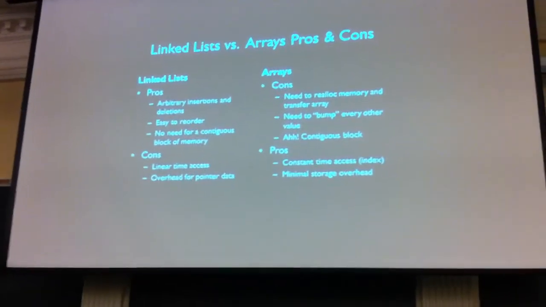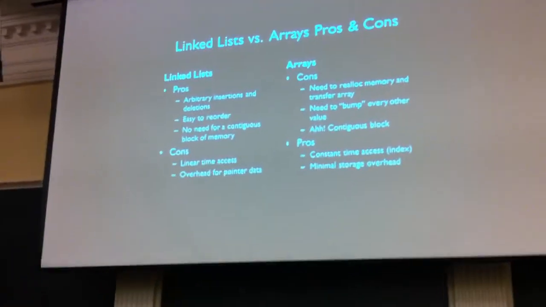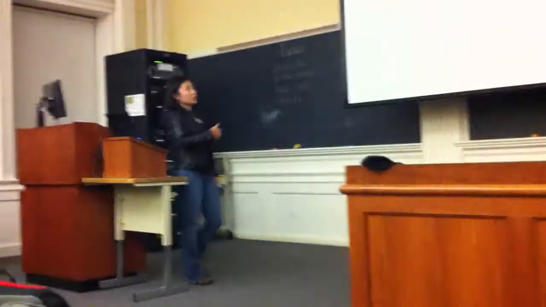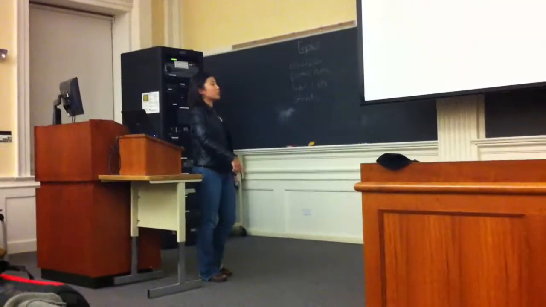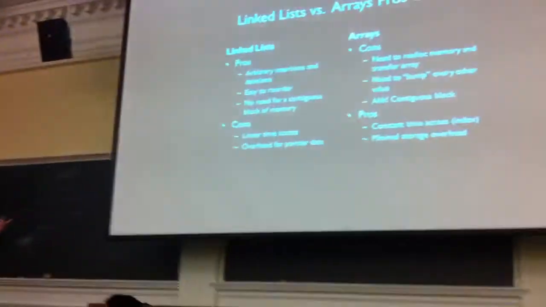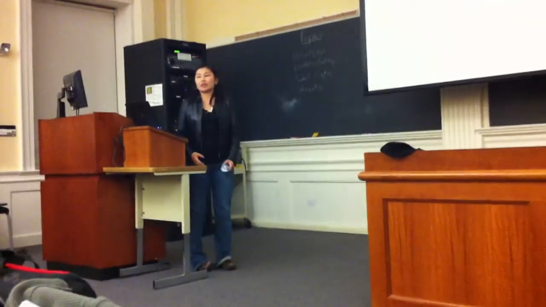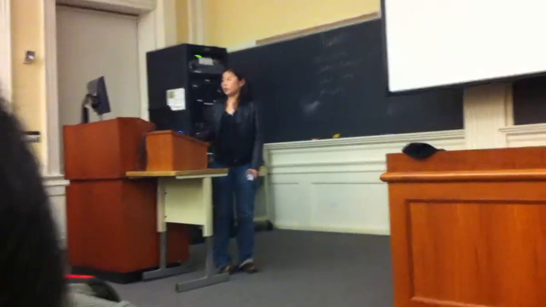And the other con is the overhead for pointer data. So you need the information to get from one node to the other. You need the pointer to the next one or the pointer to the previous one, whereas arrays are just contiguous. The con with linked lists is if you have something that's really small, if it's only 4 bytes, why allocate another 4 bytes for the pointer?